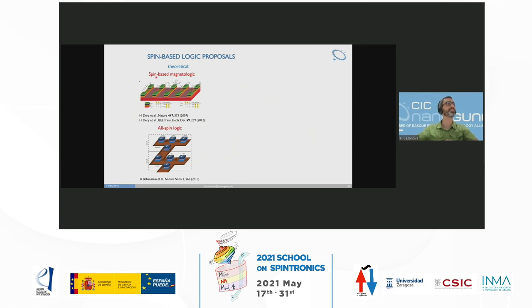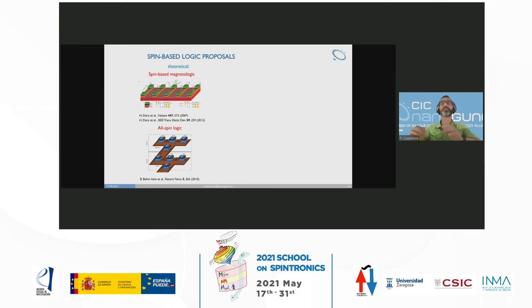Probably the first one was this spin-based magnetologic by Derry and co-workers. So the idea is, again, you have a spin channel where the spin is transported and different ferromagnetic elements where the information is stored, ferromagnetic electrodes. Two of them carry the input information, two of them set the operation you want to perform, and the fifth one is used to read the information. So you inject spin currents there and the currents diffuse and mix. Then, depending on the configuration, you read a voltage output and you get the operation.